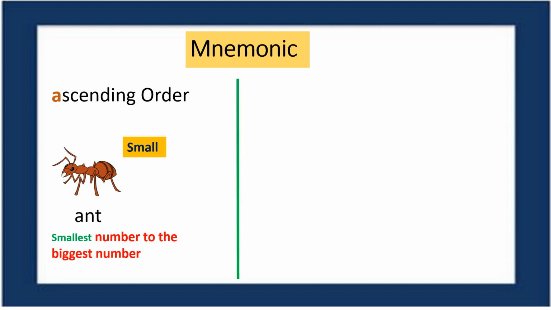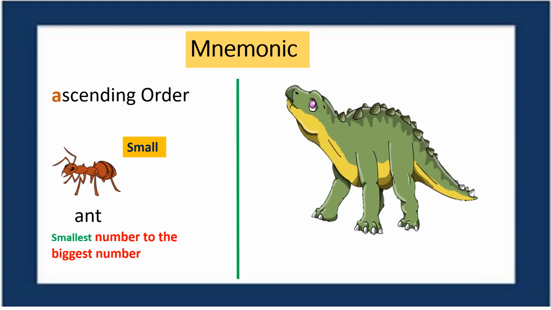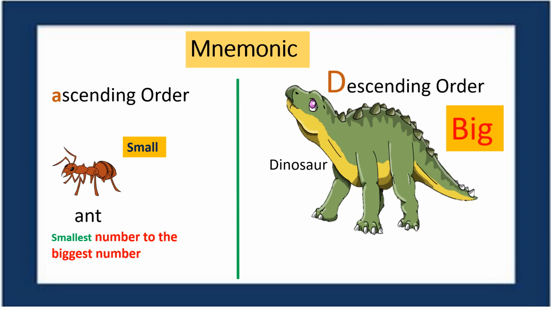Now coming to the descending order, you remember the big dinosaur. This is a dinosaur which is very big in size. So when you think D for descending order, immediately you should get the picture of a dinosaur in your mind, which is big in size. So arranging the numbers from biggest to smallest is known as descending order. This will help you to recall when you are writing the numbers. This will definitely help you to arrange the numbers in the given order.